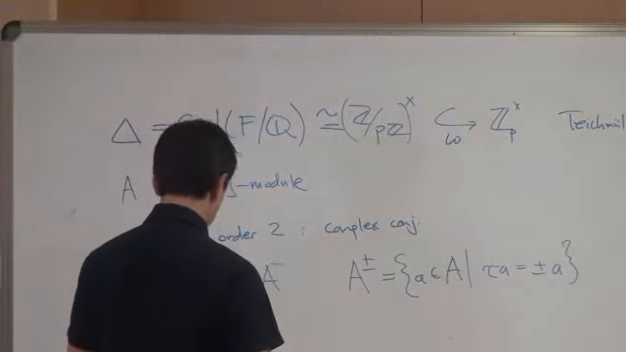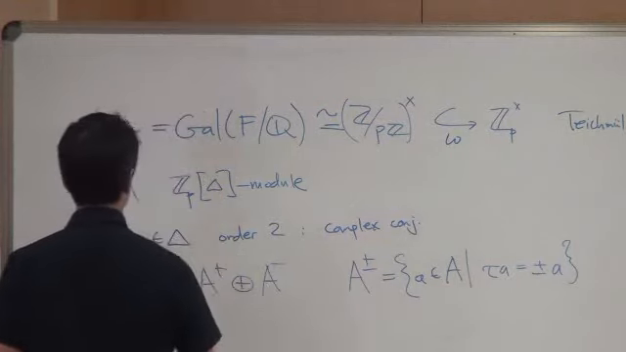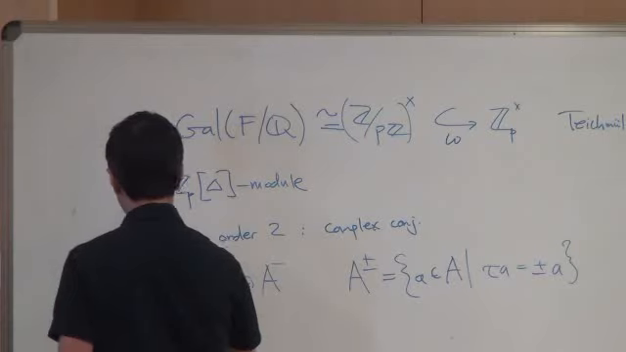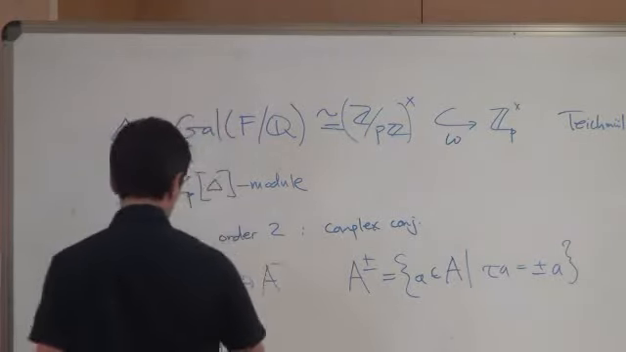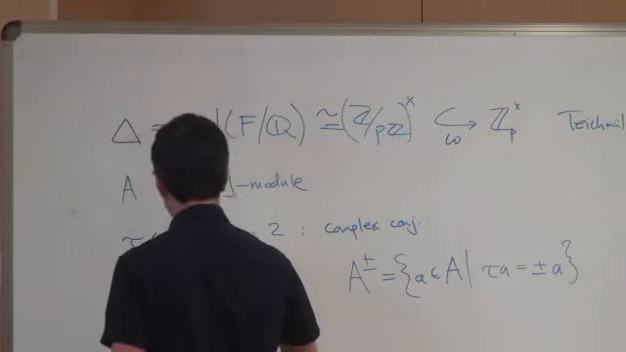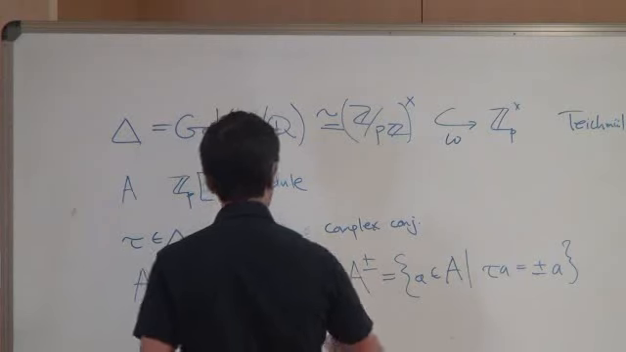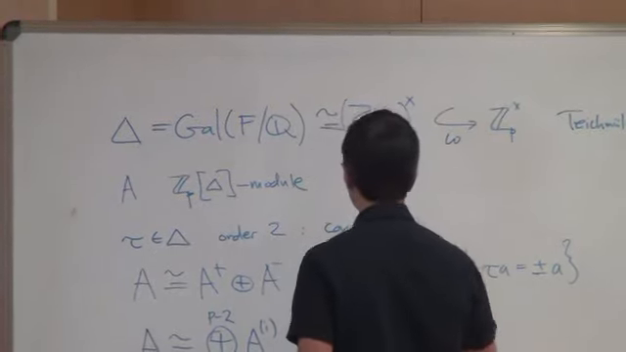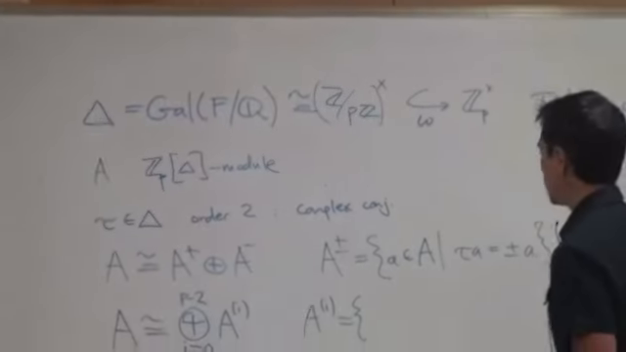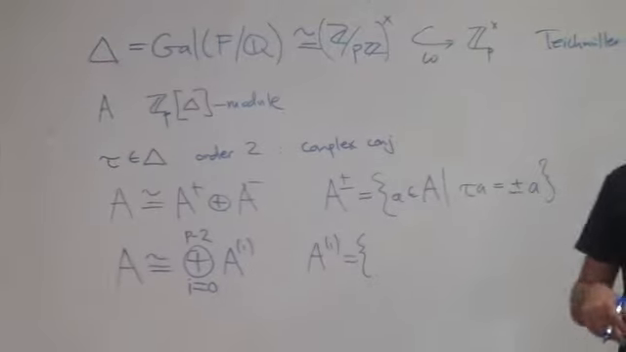So if we do that, that's the first decomposition. Let me mention the second decomposition. I can also decompose A as a direct sum from i equals 0 to p minus 2 of A^i, where A^i is the eigenspace for the ith power of the Teichmuller character. I think you saw something like this in Samet's talk.